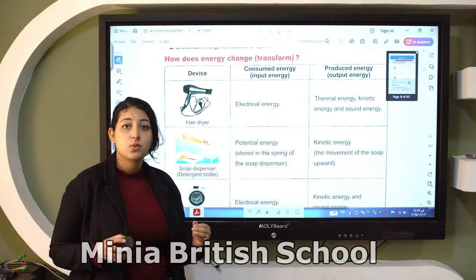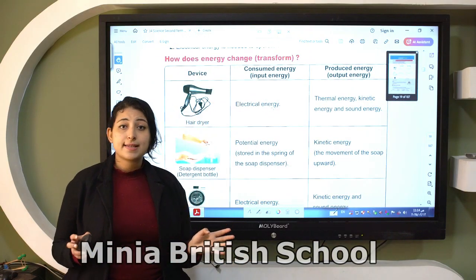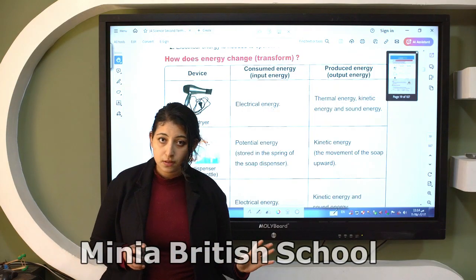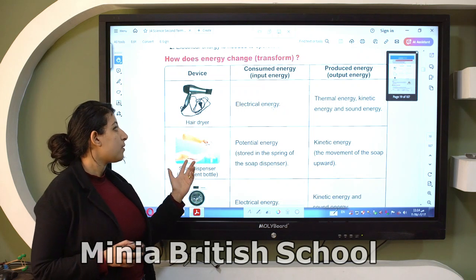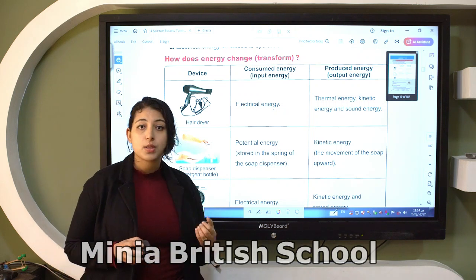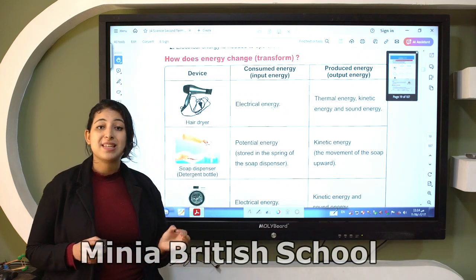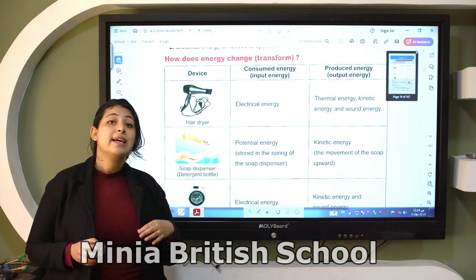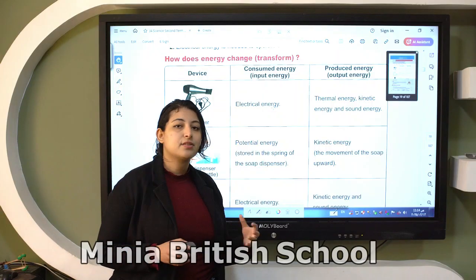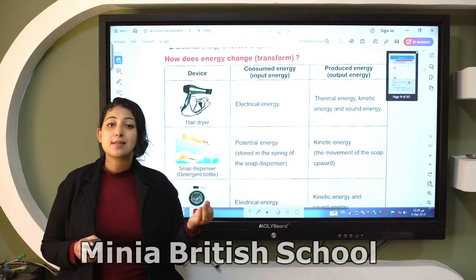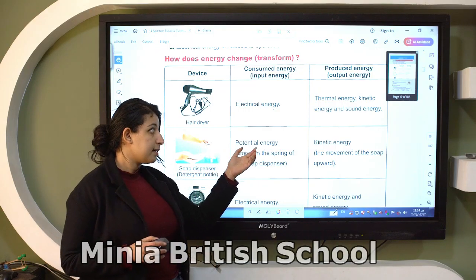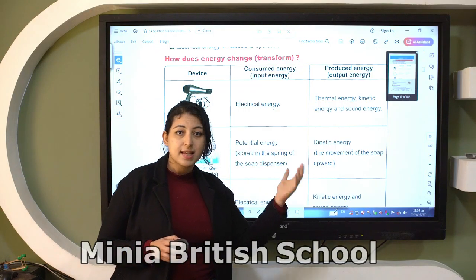By the way, as we said, all electrical devices work by electric energy, right? Okay, if I ask you about the hair dryer. The hair dryer works by electric energy, so the input energy, or the used or consumed energy, in the hair dryer is electric energy. But it produces three types of energies. What are these? Kinetic, thermal, and sound.